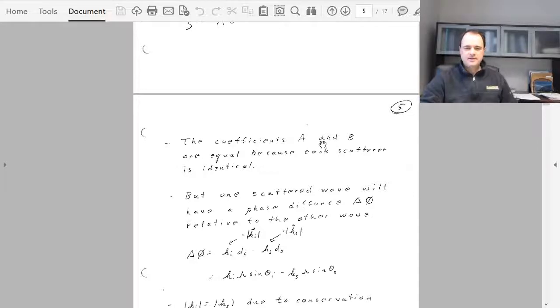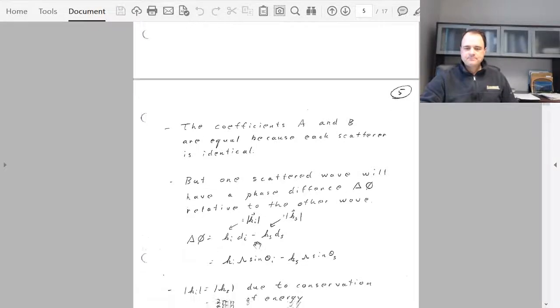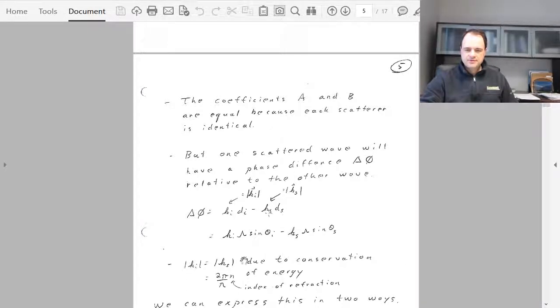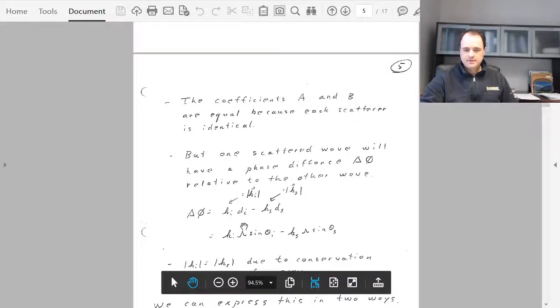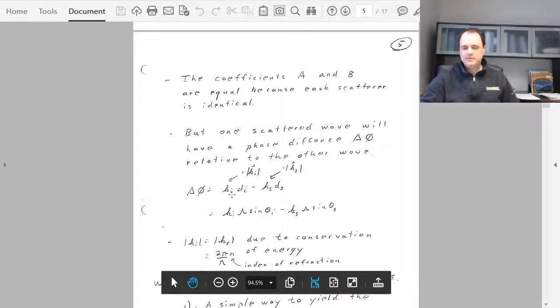And you take that into account, this change of phi is simply equal to ki times di minus ks times ds. It would just be simply the difference in the distances, but phase is given by the magnitude of the wave vector times the distance. So you have to take ki, which is the magnitude of the incoming wave vector, di, minus ks ds, where ks is the magnitude of the outgoing scattered wave's wave vector. But now, these two k's, as it turns out, are equal. And we'll eventually just call it ki, or really just k.